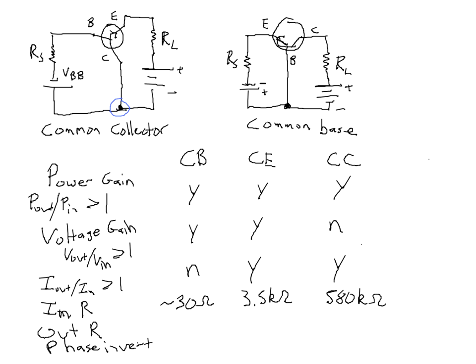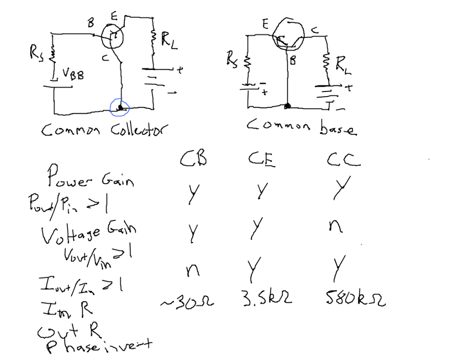So 30 ohms, which is what the common base configuration has, is a pretty low input impedance. 3.5 kilo ohms is actually moderately high. 580 kilo ohms, that's the best that you can do with a bipolar junction transistor. So, if you have an application where the input impedance is the most important and you only want current gain, then you might use the common collector configuration, for example.